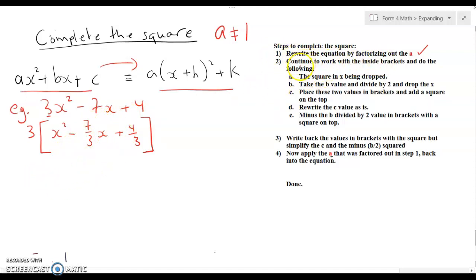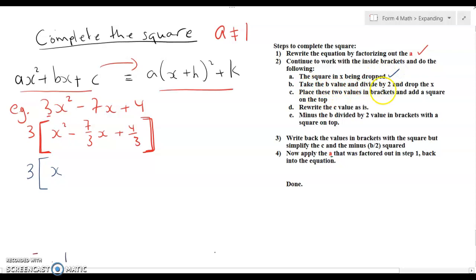Now I move on to my second step. It says I need to continue to work with the inside brackets. These are the inside brackets. And do the following. One is I am going to drop the square on the x. So this is what it's going to be. I'm going to write back the 3 here with the square brackets, and this x squared is going to become an x. So that's this piece completed.